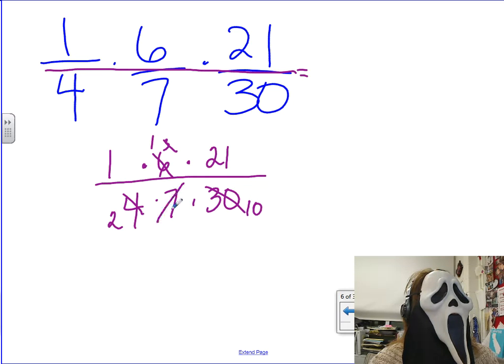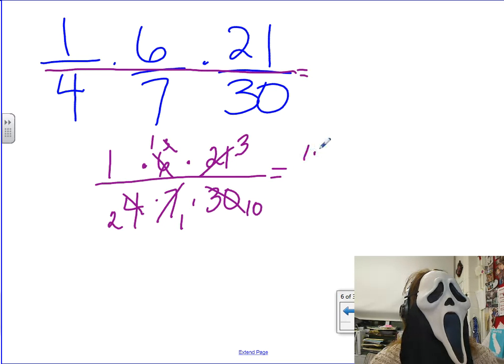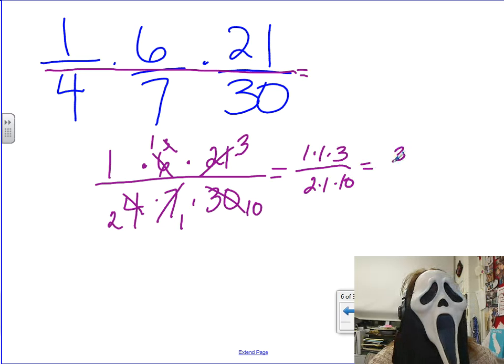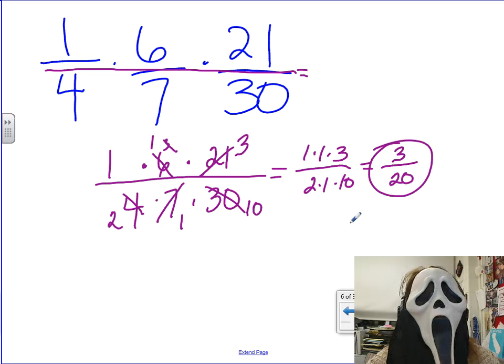21 and 7 share a factor of 7. I have a 3 left. What a mess. What is left here? 1 times 1 times 3 in the numerator. 2 times 1 times 10 in the denominator. I get 3/20. That's in simplest form. Now, in case you missed one, then you just keep going to get things in simplest form.